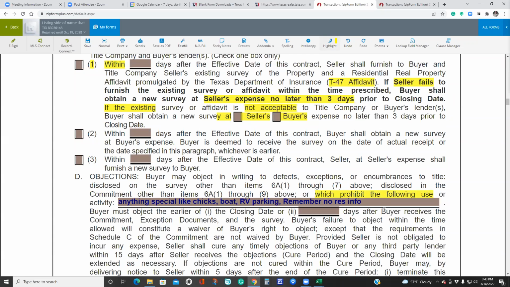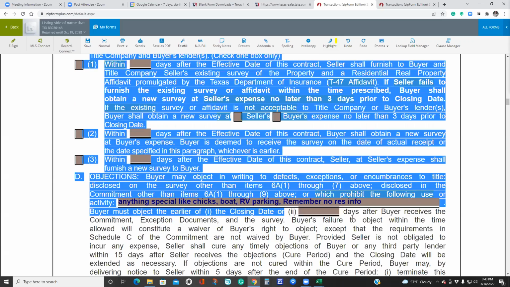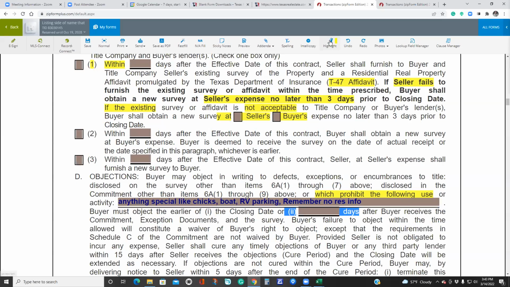What does sometimes show up here is if the investor is buying it to use as rental property, i.e. at condos sometimes, there may be some restrictions on the rental. So we might want to include that in there so we get that information. And then always make sure that we have days in here, right? Always make sure we have days.